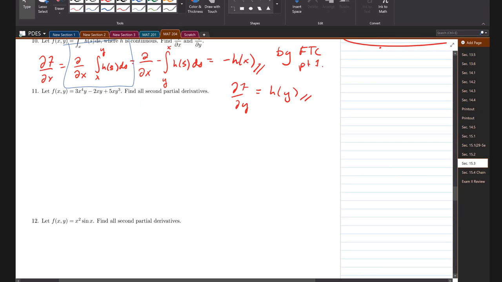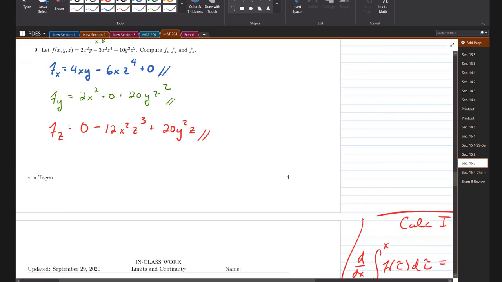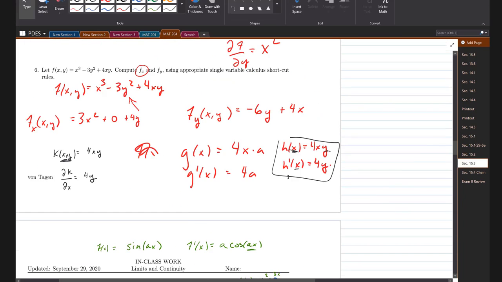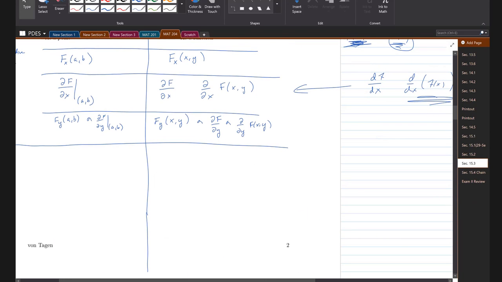All right, now let's move on to our notation here. Before we do number 11, I'd like to scroll back up to where we were listing our notations, and talk about the second derivative notations. Now, in Calc 1, we only differentiated with respect to one variable, and so there was only one second derivative.